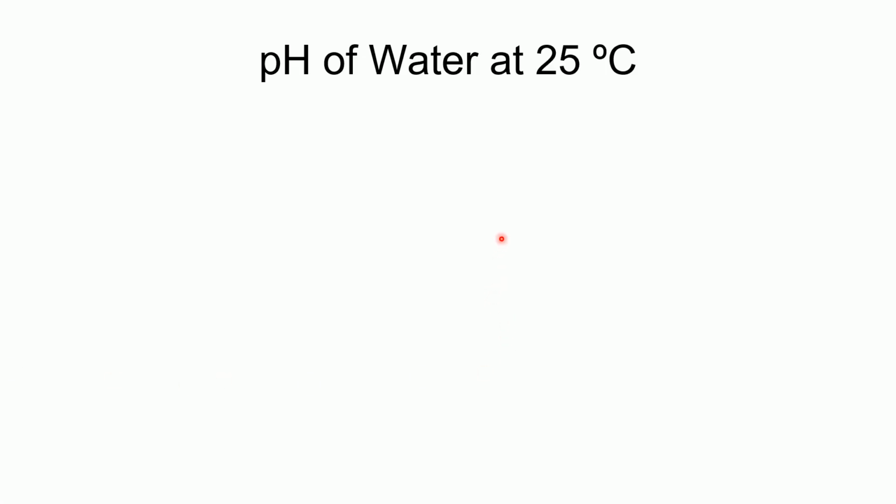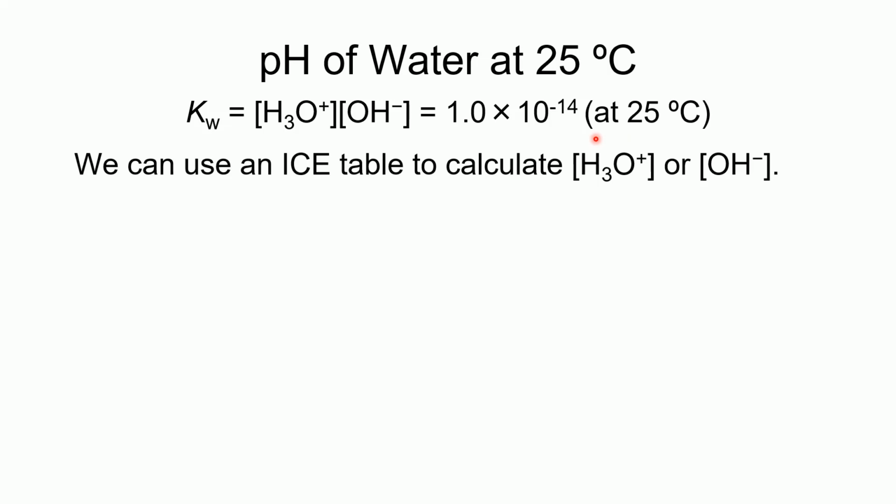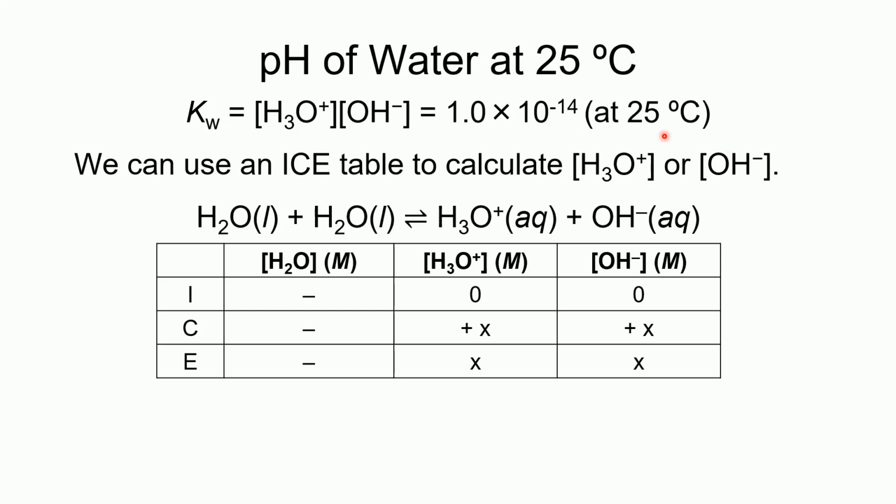I am going to go back full screen here. And we're going to do pH of water at 25 degrees Celsius. So here, Kw is this. We can use an ice table to calculate hydronium or hydroxide. So here is our dissociation, and here is an ice table. Now, since water is not in the expression, we're not going to put any values for the initial change in equilibrium for water. The initial concentration for hydronium and hydroxide are going to be 0 here.